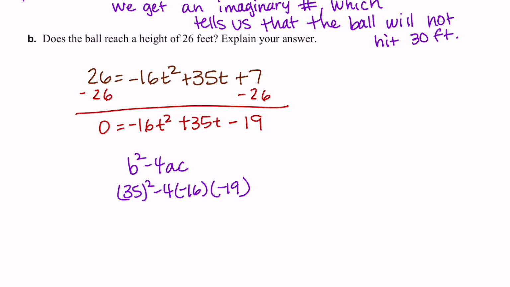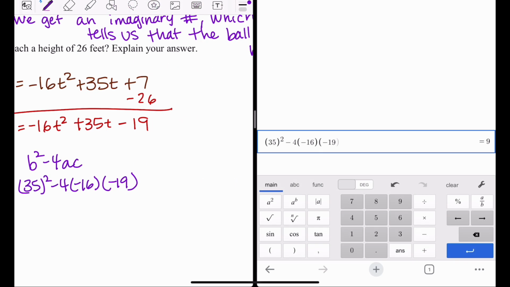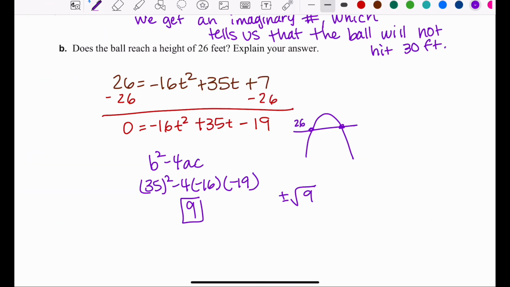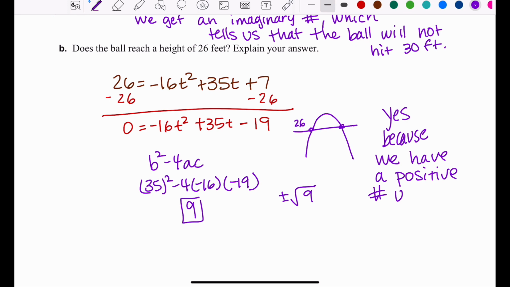I'm going to put that in my calculator, and this gives me a positive 9. So I'm going to have a square root of 9. That's going to be a positive answer. I'm going to have plus or minus that, so I'm going to have 2 places where it's going to hit 26 feet. We'll have one on the way up and one on the way down. So let's explain it. Yes, because we have a positive number under the square root.